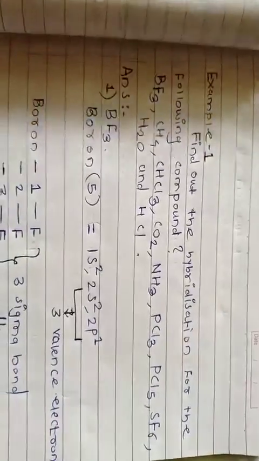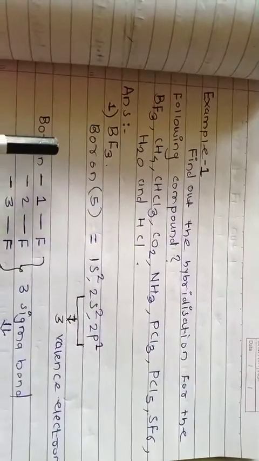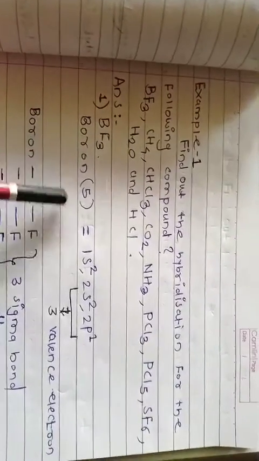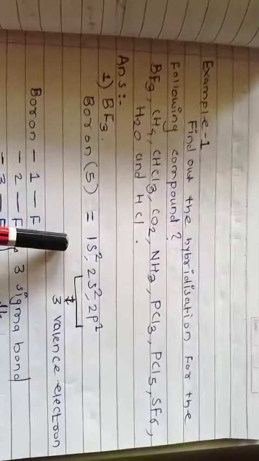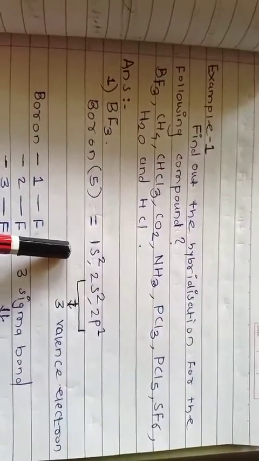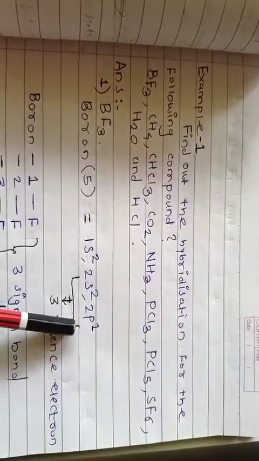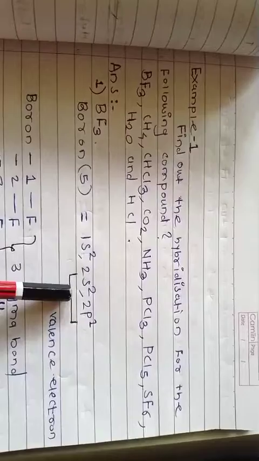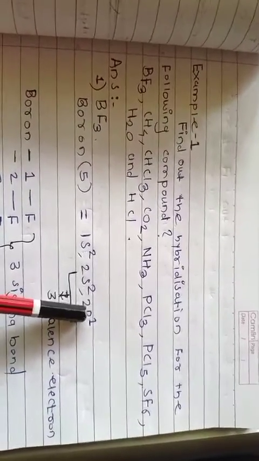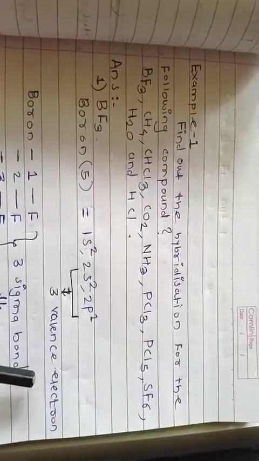Let's understand the first example, trifluoroborane. We know boron has atomic number 5. The first step is to find the electronic configuration of boron. The electronic configuration is 1s2, 2s2, 2p1, a total of 5 electrons. In the second shell there are orbitals holding 3 valence electrons. Therefore there are a total of 3 valence electrons in boron.